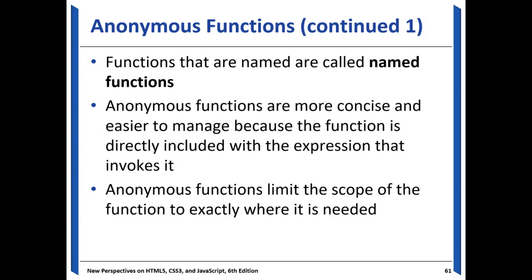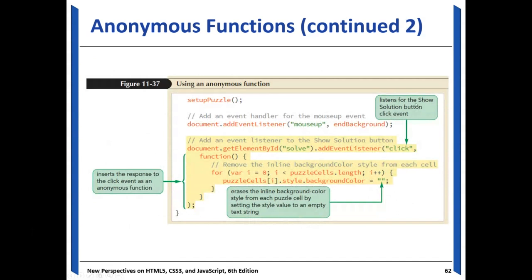Now, with this, we have to keep in mind that anonymous functions are more concise. They're easier to manage simply because the function is directly included within the expression that invokes it. They do limit the scope of the function to exactly where it is needed. So we'll see an example here.